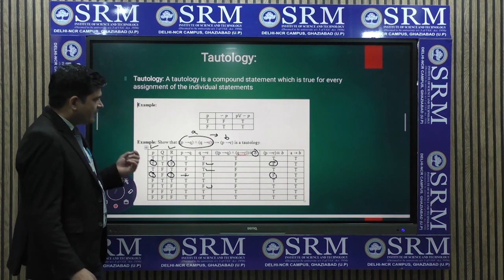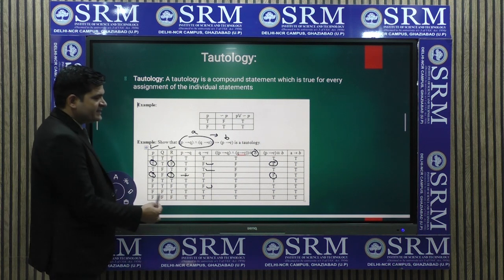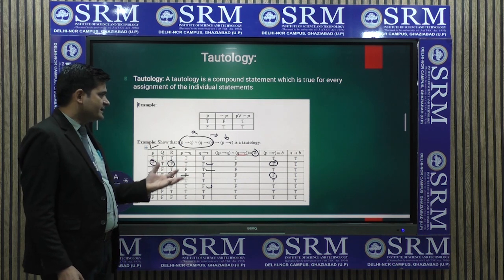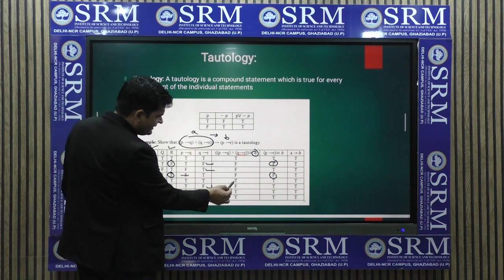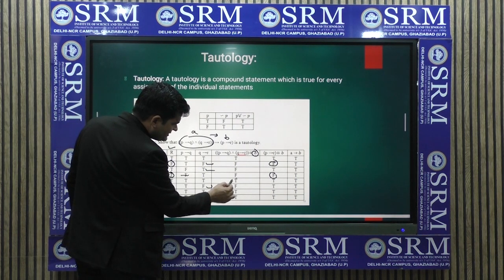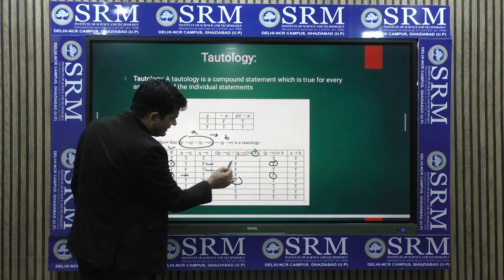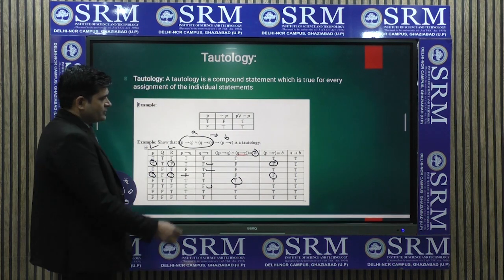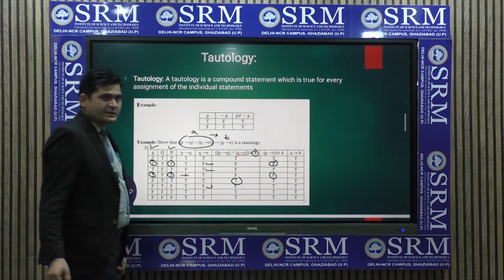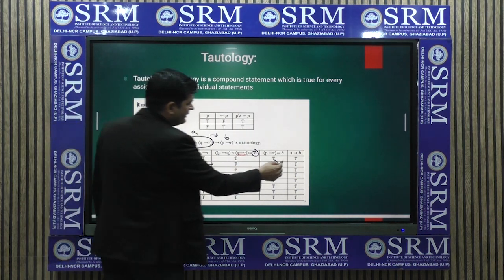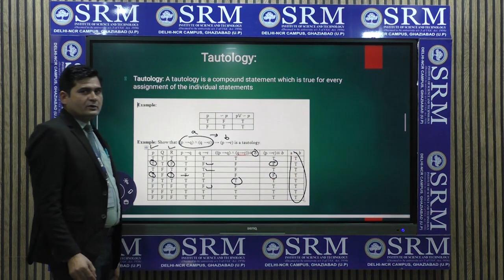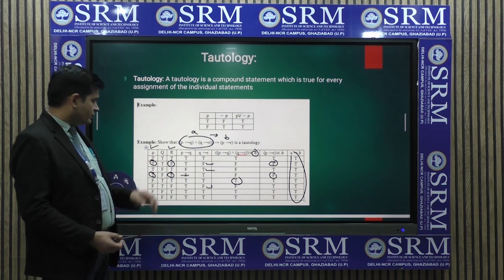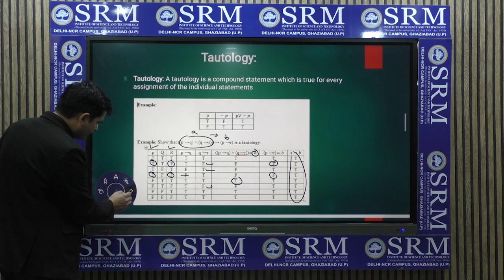Now I will find out A conditional B. What is A conditional B? Conditional means if A is true and B is false, then it is false, otherwise in the remaining cases it is true. So here you will see there is no case where A is true and B is false. So the conditional statement A conditional B is true in all the cases. Students, all the values of A conditional B are true values. That means it is a tautology.